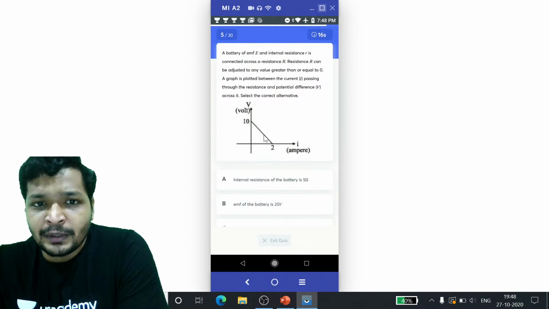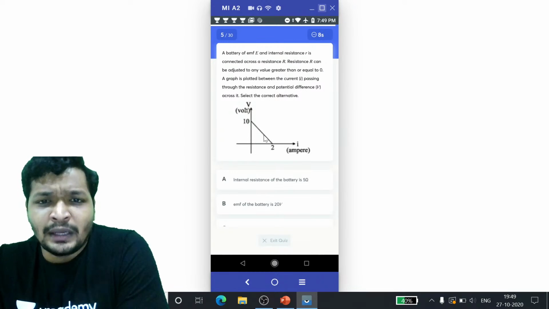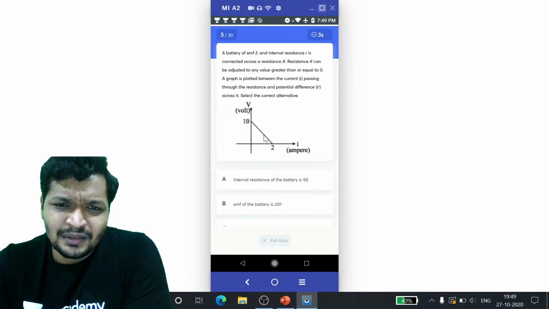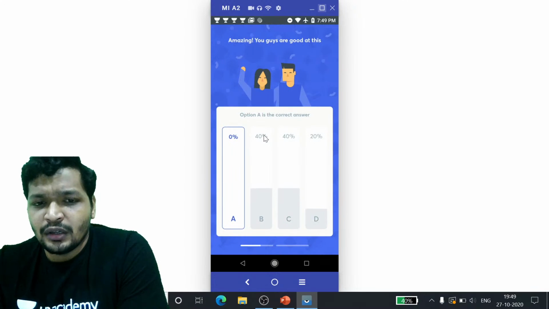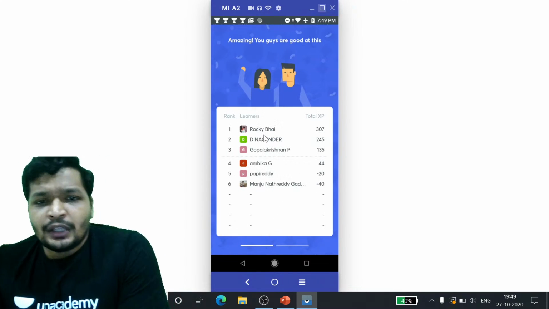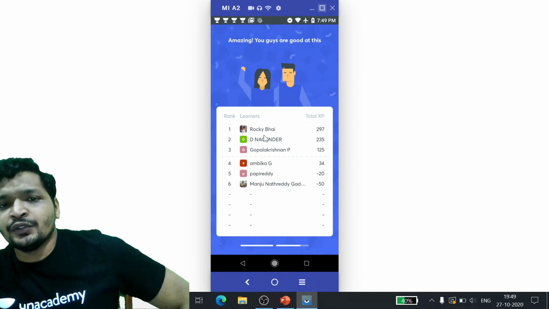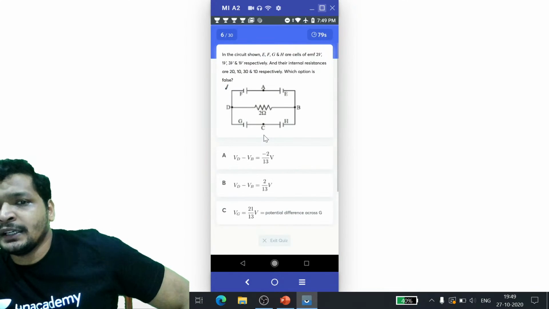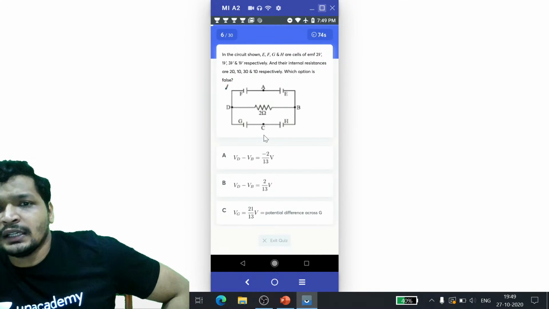Then the graph is plotted between I, the current passing through the resistance, and V, the potential difference across it. Select the correct alternative. You could have found out the slope, and from that slope you could have found the relationship. Then you could have used E minus IR, where E is the EMF, and E minus IR is your potential drop across that resistance.